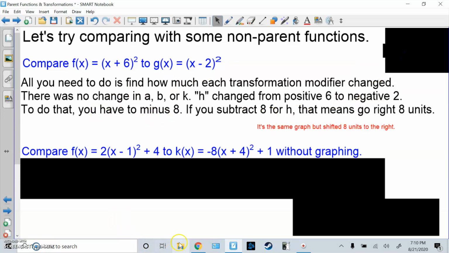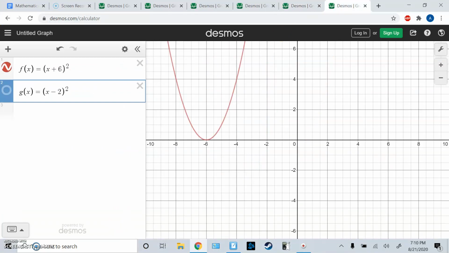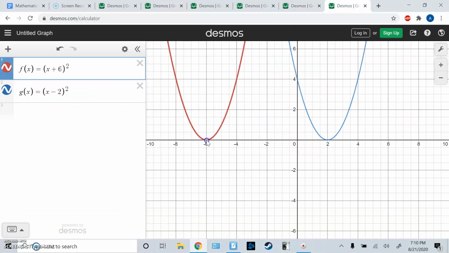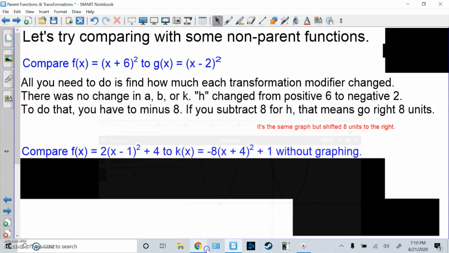So let me show you this graph. Right here, here's x plus 6 squared, and then there's x minus 2 squared. So it started from negative 6, 0, and the new one started at 2, 0. So the whole picture went right 8.